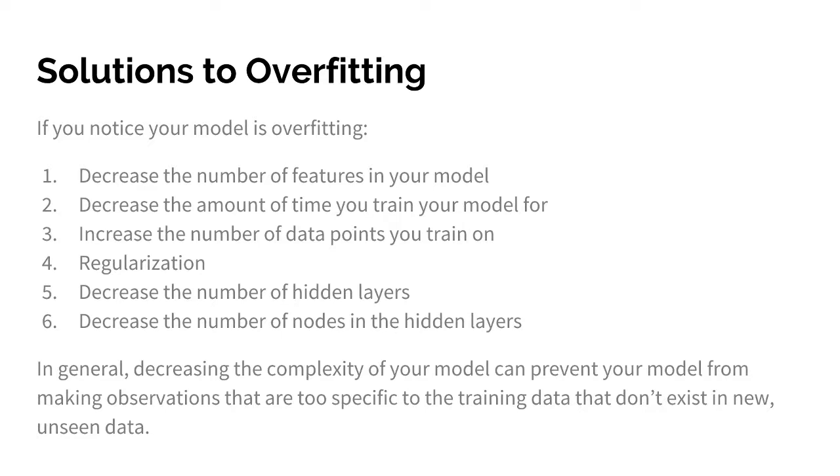So there are also solutions to overfitting. The first 4 are from the last lecture. 5 and 6 is basically the opposite of what we did to counter underfitting. In general, the basic way to explain these solutions is that by decreasing the complexity of our model, we can prevent it from making observations that are too specific to the training data that don't exist in the new unseen data.